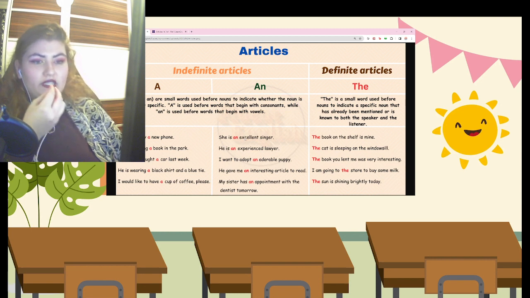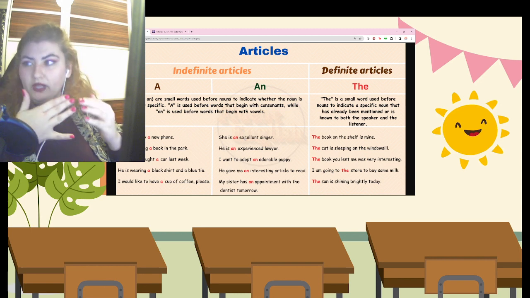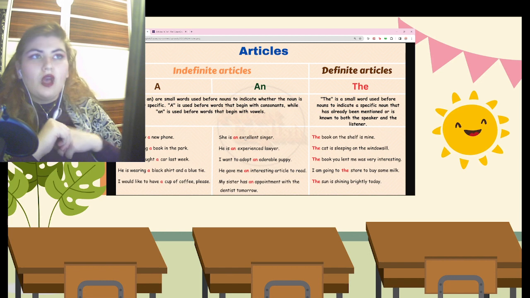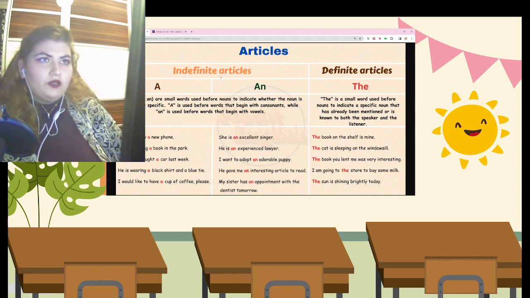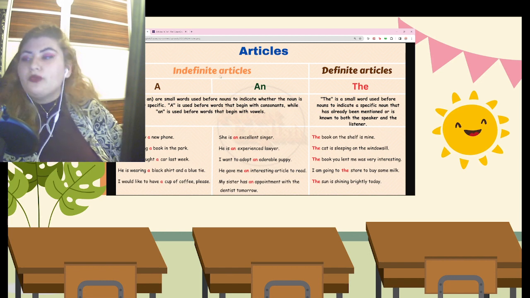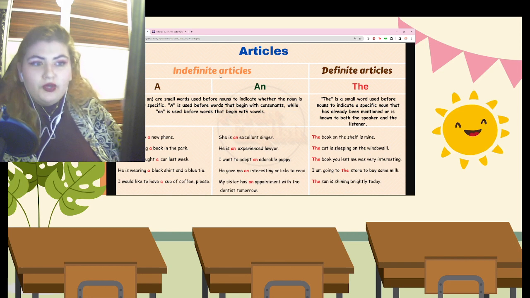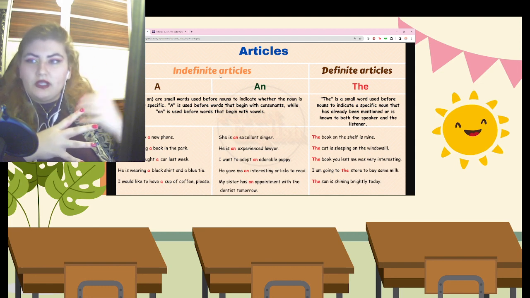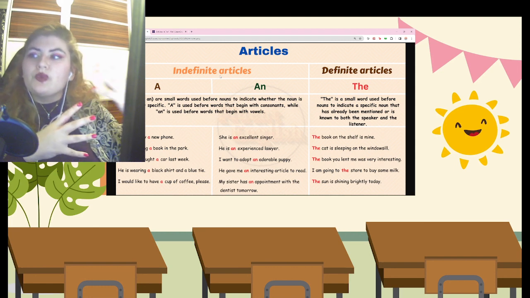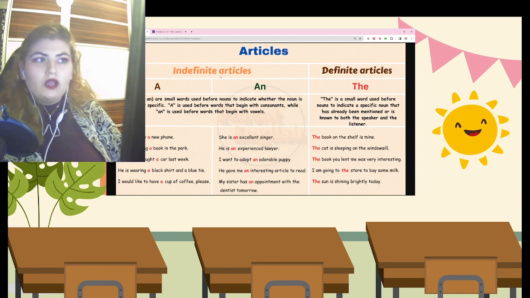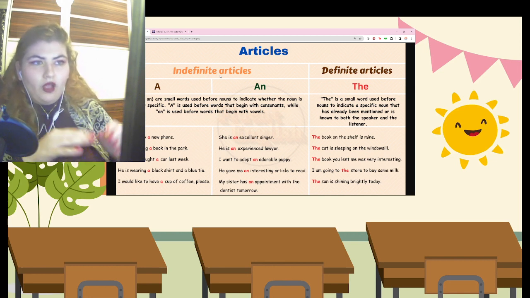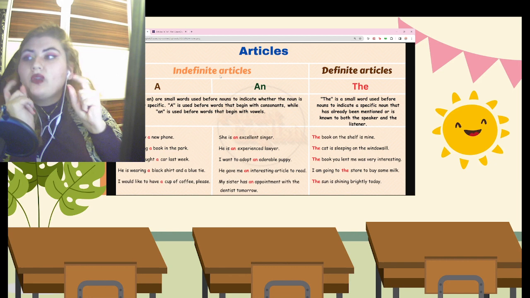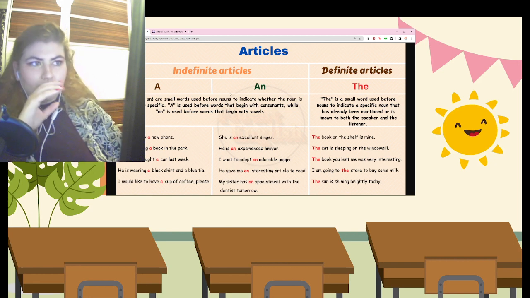By the way, it is important how you pronounce the word instead of what is written. So to give an example, university starts with U and U is a vowel, but we pronounce it as if it's Y. University. So we say a university. So instead of how it is written, how we pronounce it is important.